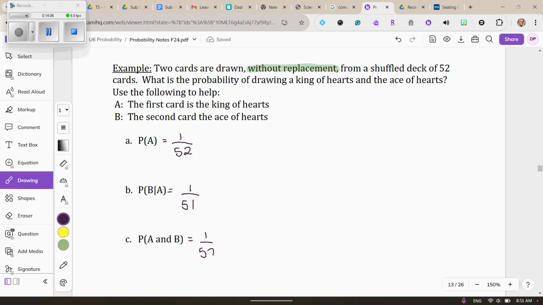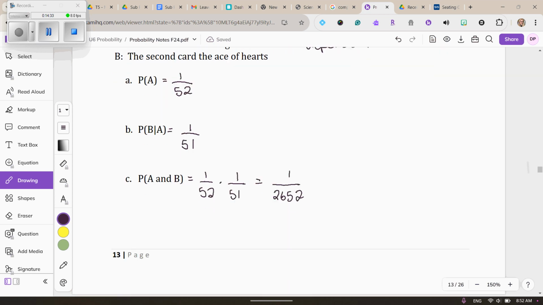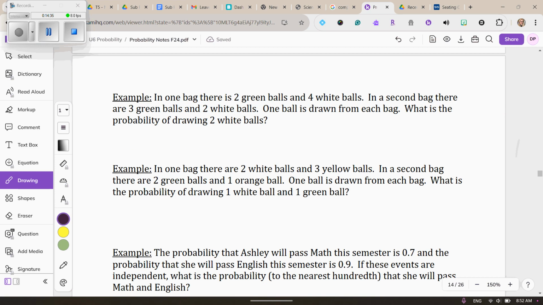So I now take those two probabilities and I multiply them together to get 1 over 2,652. So once again, these are dependent events because the outcome of B changed depending on what happened in A. All right, next page.